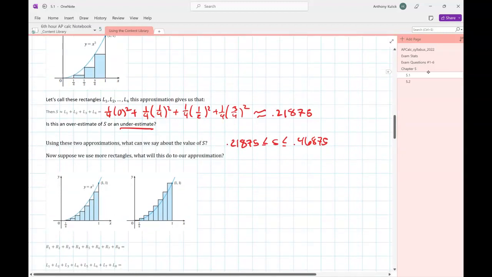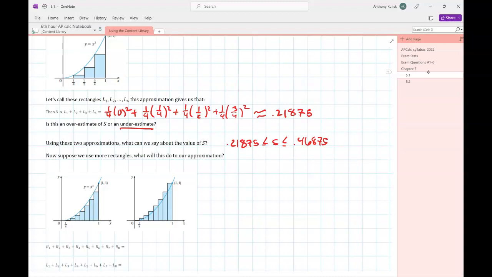So suppose we did more rectangles. What do you suspect we're going to do? It's going to be a more accurate answer, right? In fact, now we know we have a better approximation of S. We know it's going to be in between two values that are going to be closer together, right?